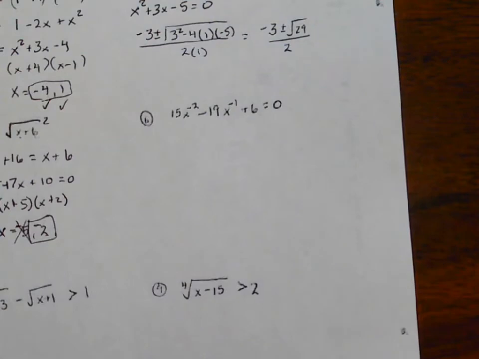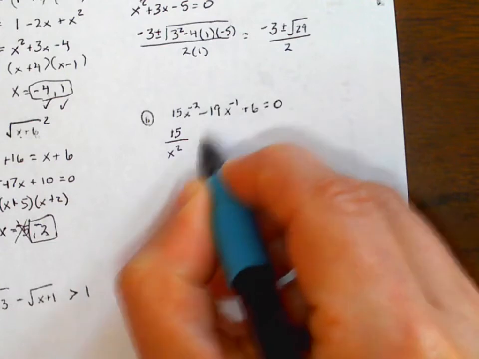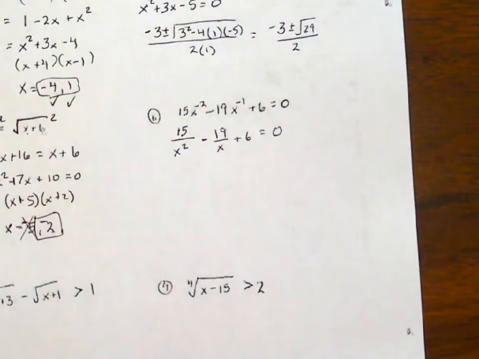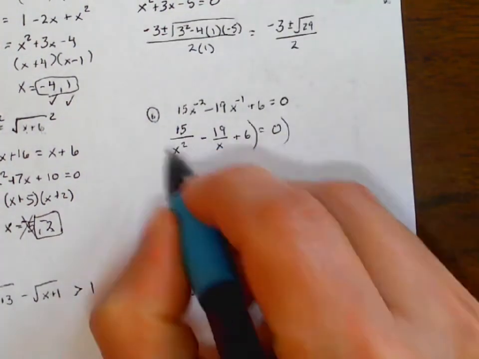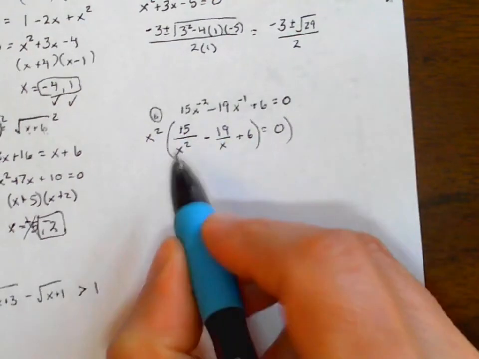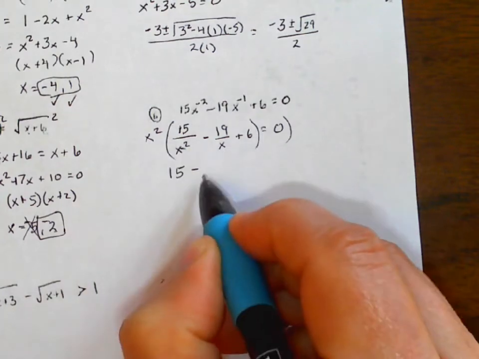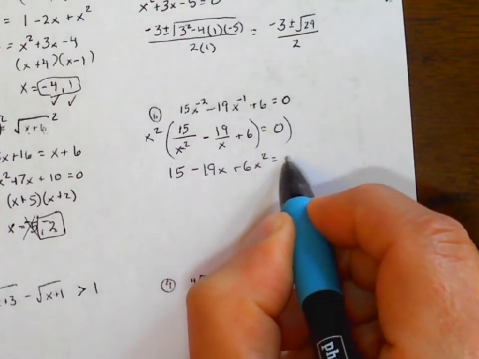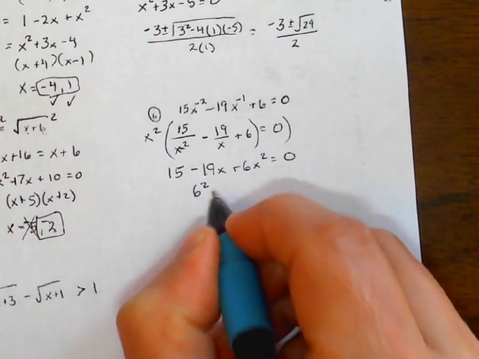Okay, the sixth problem here, we have negative exponents, but we know what to do with those. This is the same as 15 over x squared minus 19 over x plus 6. Okay, we did some of these the other day. So to get rid of these, we're going to actually multiply everything by x squared. So those cancel, so I just have 15. X cancels, so I have 19x and plus 6x squared. And that times 0 is 0. So a lot of times we see that switched around, so let's switch it around real quick.